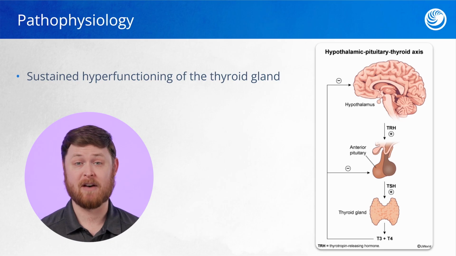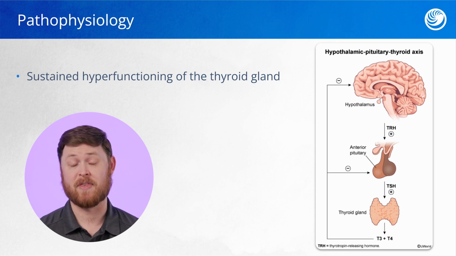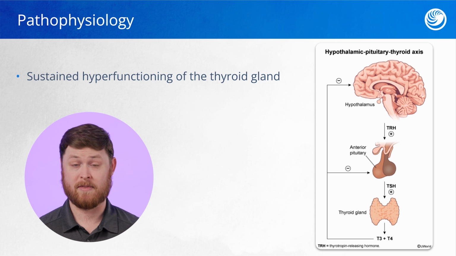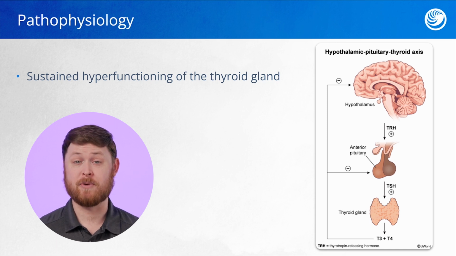Normally, decreased levels of T3 and T4 will lead to a release of thyroid-stimulating hormone from the anterior pituitary gland in the form of a negative feedback loop. As we can see on the image in this slide, increased levels of thyroid-stimulating hormone will cause increased production of T3 and T4 within the thyroid gland and will lead to increased levels throughout the body.